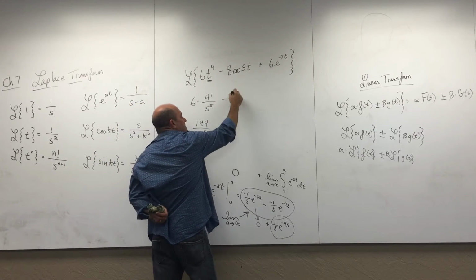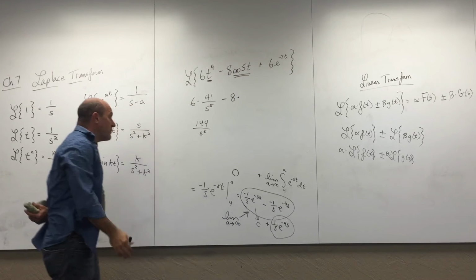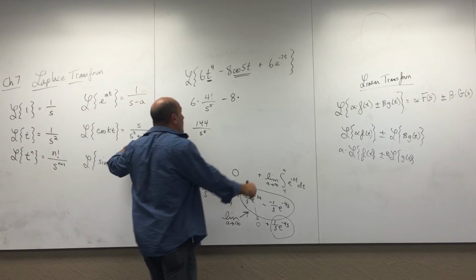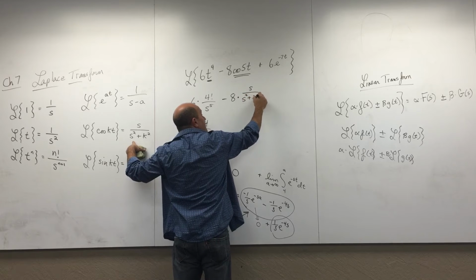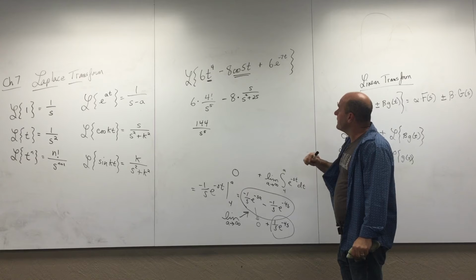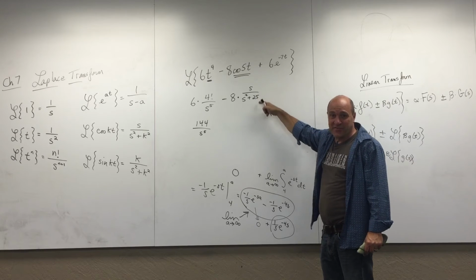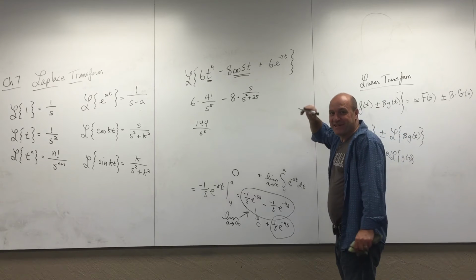What is this? This is an 8 multiplied by the Laplace of cosine. What's the Laplace of cosine? Here it is. It's s over s squared plus 25. Do you agree? With the 5 there, that's what you get. And that's an s. And like I said, I warned you, watch out for your s's and your 5s. Be careful. Maybe you should write little cursive s's, but I hate that.